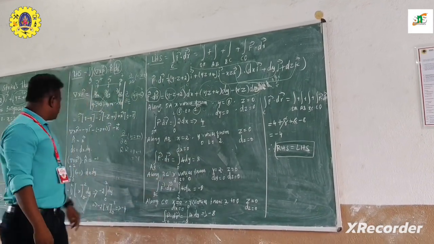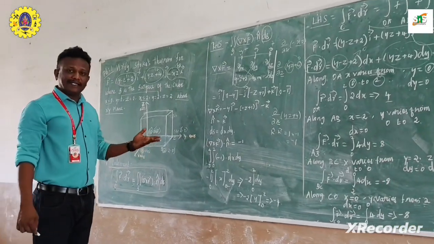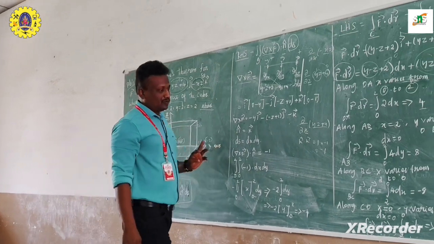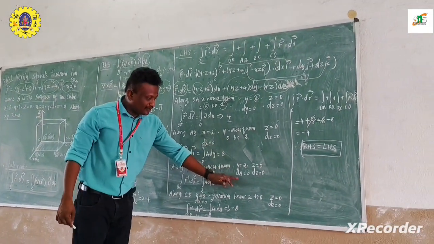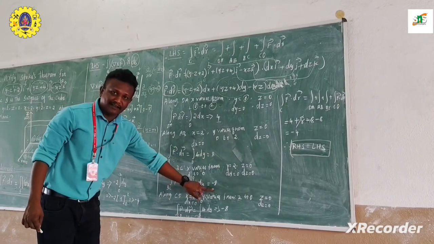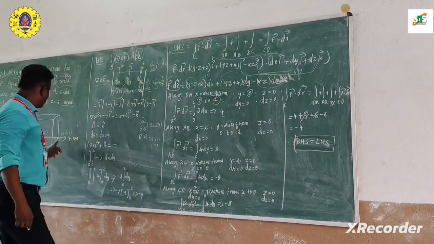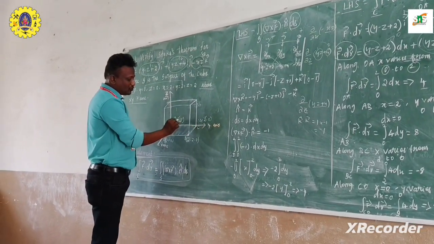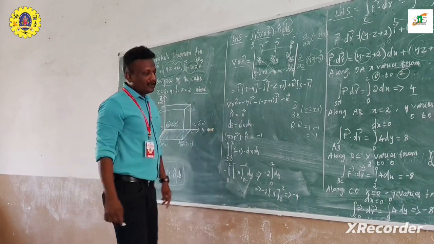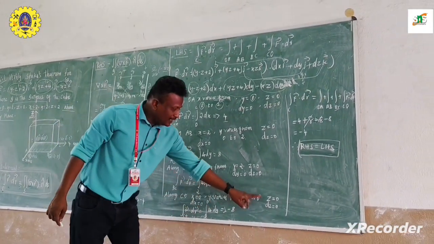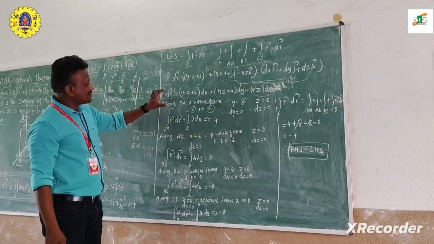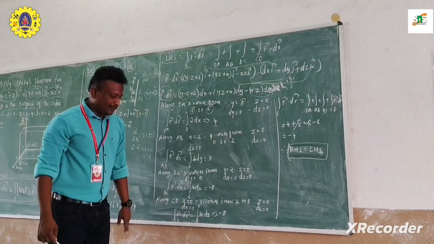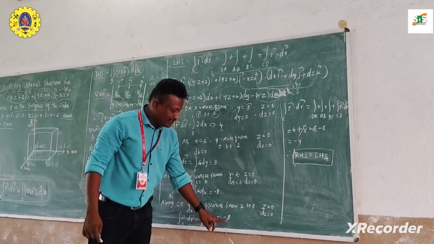Let's come to BC. In BC, we have to pick the x, y, z values. X value is from 2 to 0, y value is from 2 to 2, z value is from 0 to 0. Write all this information, get the other results, substitute that, then your answer is minus 8. Similarly for CO. This is my C and this is my O. X equal to 0, y is from 2 to 0, z is equal to 0. So dx is 0, and dz is also 0. Now substitute all these results in F vector dot dr vector. After substituting, your current result is only 4 into dy. After simplifying this, your answer is minus 8.